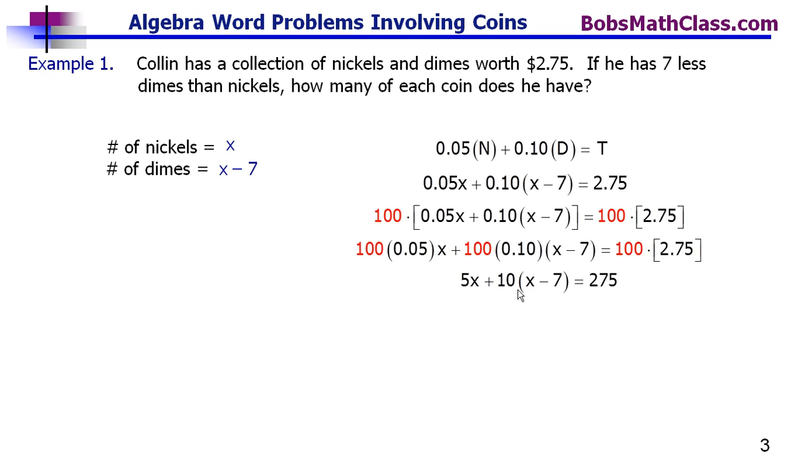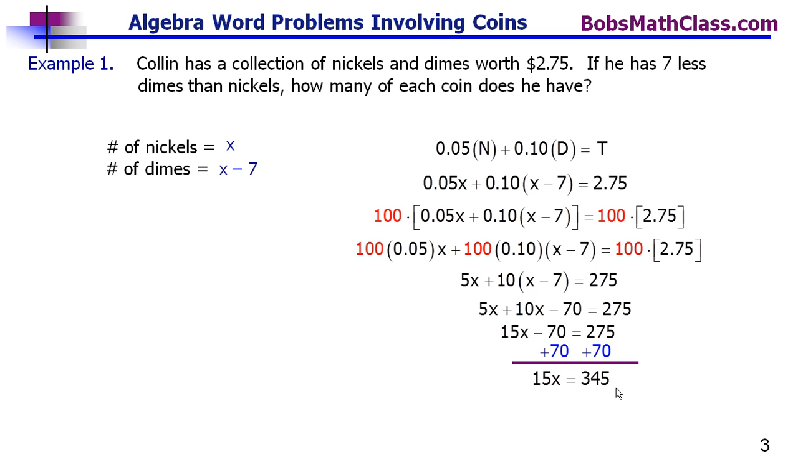Okay, so now we'll distribute the 10, add like terms, and if it's going too fast, make sure you just pause the video and work at your own pace so that you can solve it. Add 70 to both sides. Add those two numbers. That gives us 345. Now we're going to divide by 15 on both sides.